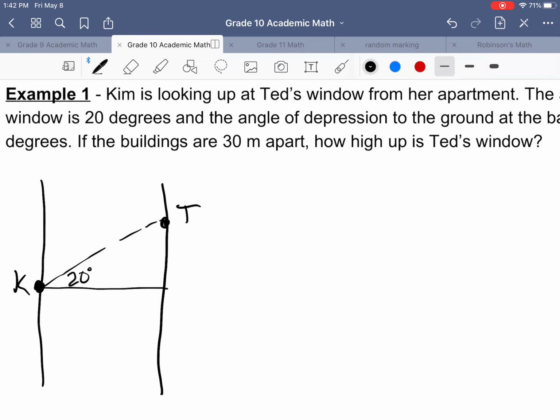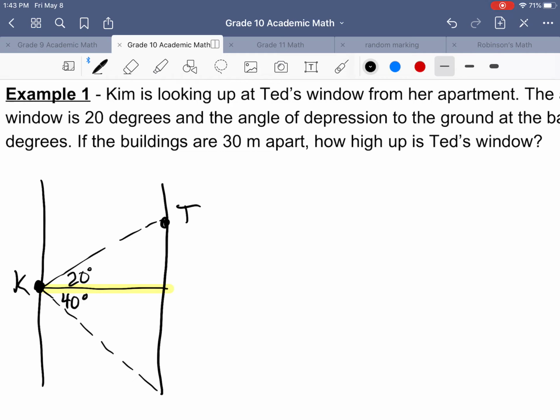And then the angle of depression to the ground at the base of Ted's building is 40 degrees. So that means she's looking straight out again, and then she's looking down to the ground at the base of Ted's building. So this right in here is 40 degrees. Okay, so notice for both, we are looking out at the horizon there, and then we're looking up for our angle of elevation of 20, we're looking out, and then down for our angle of depression of 40.